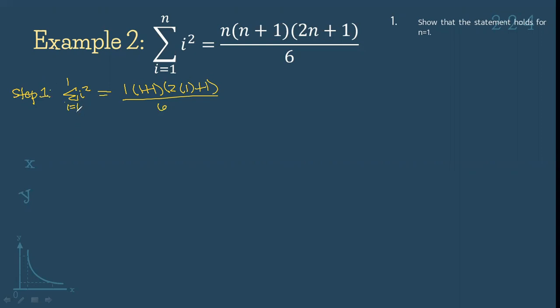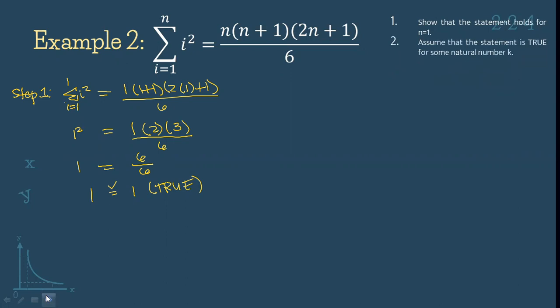So that will give us i equals 1 daw po. I squared, dahil mag-stop din po siya kay 1, is equal to 1 times 1 plus 1, that is 2, times 2 times 1, that is 2, plus 1, that is 3, all over 6. So, that will give us 1 is equal to 1 times 2, that is 2, times 3, that is 6. 6 divided by 6 is equal to 1. So kung makikita nyo, nag-true po siya sa step number 1. So let us proceed now to step number 2.